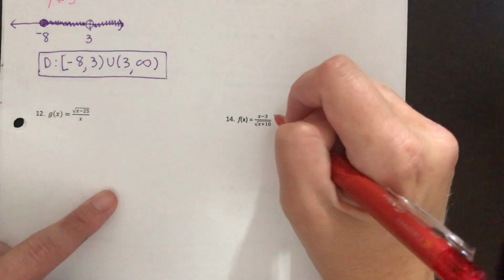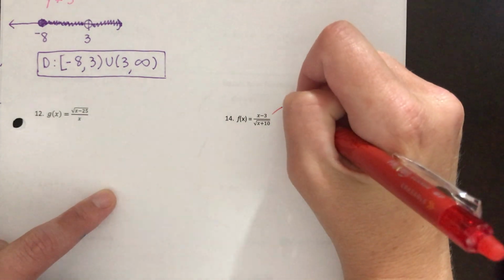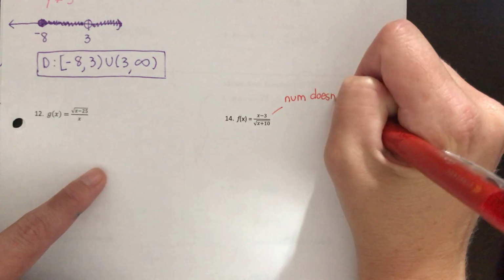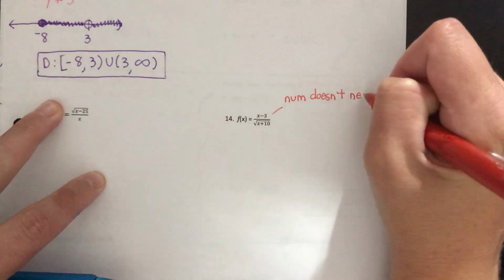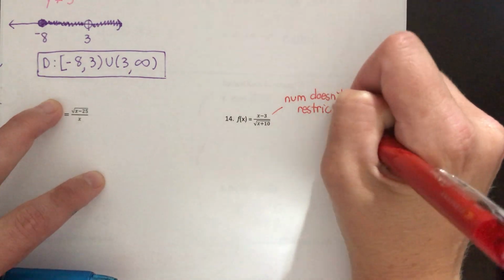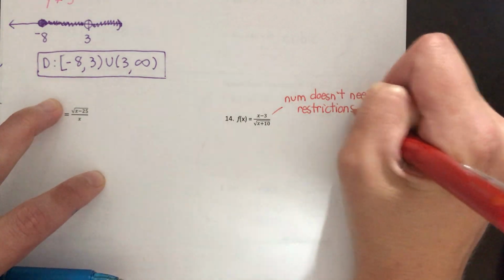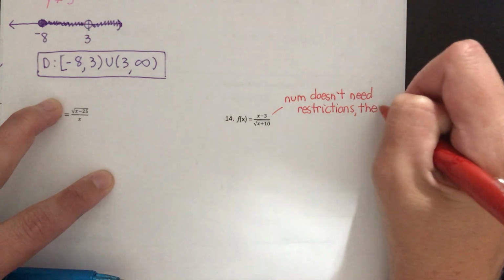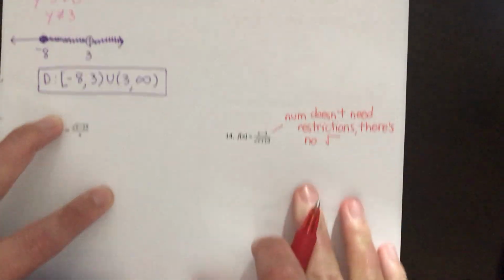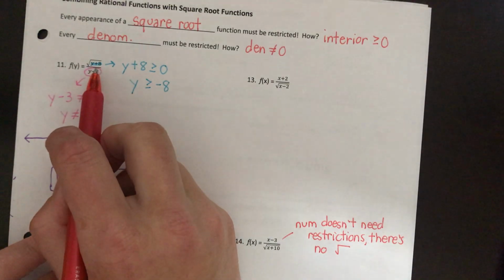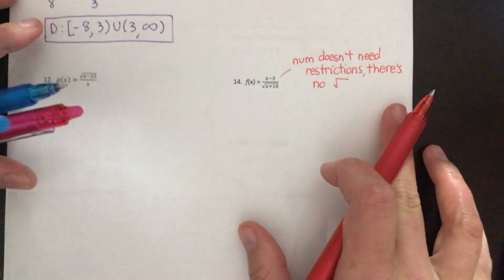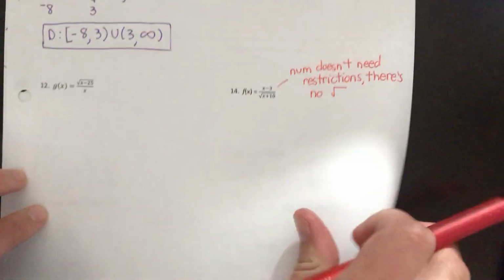So I almost want to write this: numerator doesn't need restrictions. There's no radical. The only reason we messed with the numerator in the previous problem was because there was a radical. But in this one, there's no radical, so we don't need to restrict anything in the numerator.